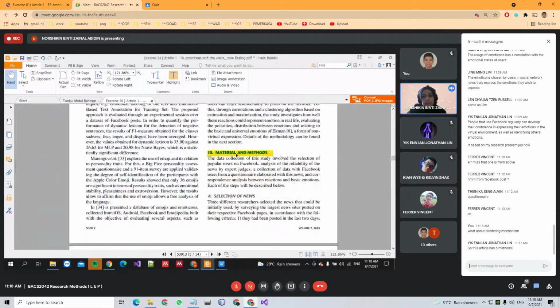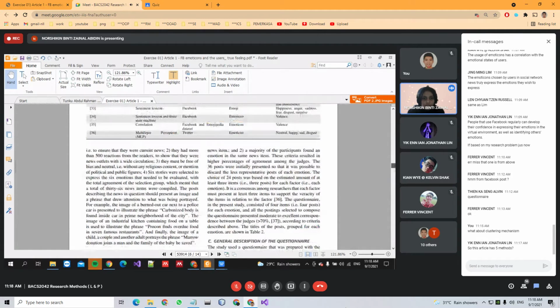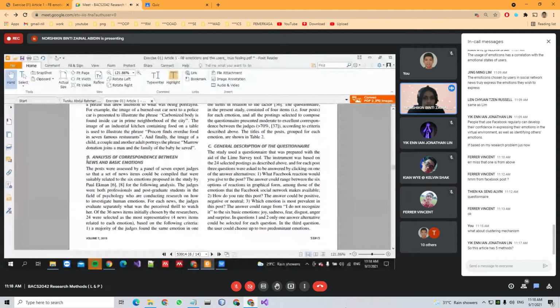Okay, so for this part 3 with material and method, they combine the type of data collection they use and the method that they will use to analyze the data. So for this section, let's see. Selection of news is a material or data collection. Selection of news, one. Analysis of news, this is two.